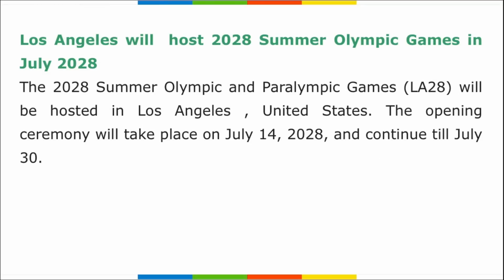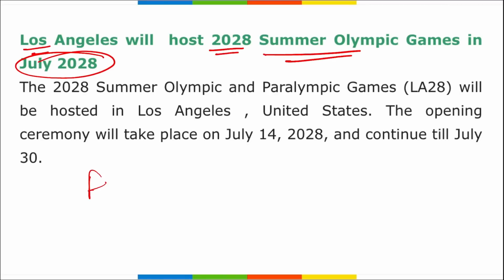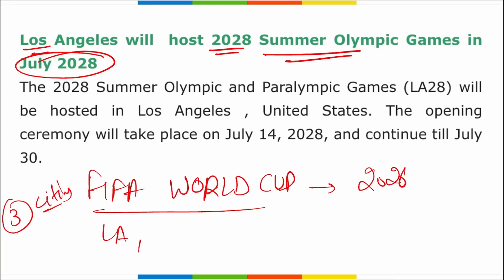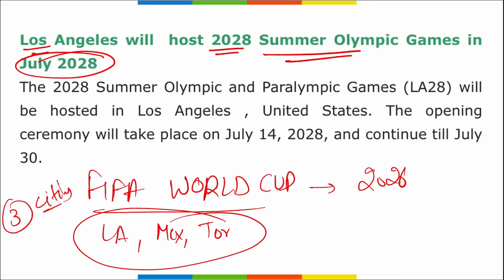Next, remember Los Angeles will host the 2028 Summer Olympic Games in July 2028. Apart from it, remember the FIFA World Cup. Where will this FIFA World Cup be held in 2026? This will be held in 3 cities for the first time. Those 3 cities are Los Angeles, Mexico City and Toronto. So these are the 3 cities where the FIFA World Cup for the year 2026 will be held, and this is the first time that 3 cities will be hosting the FIFA World Cup.